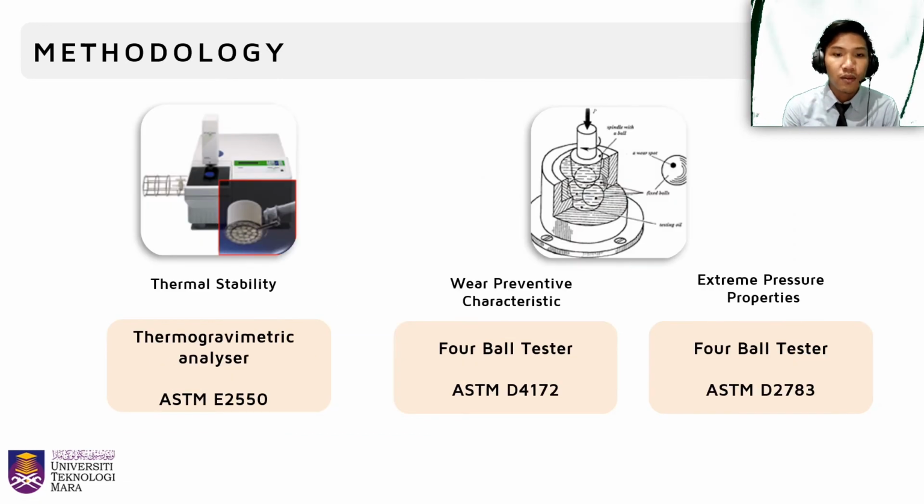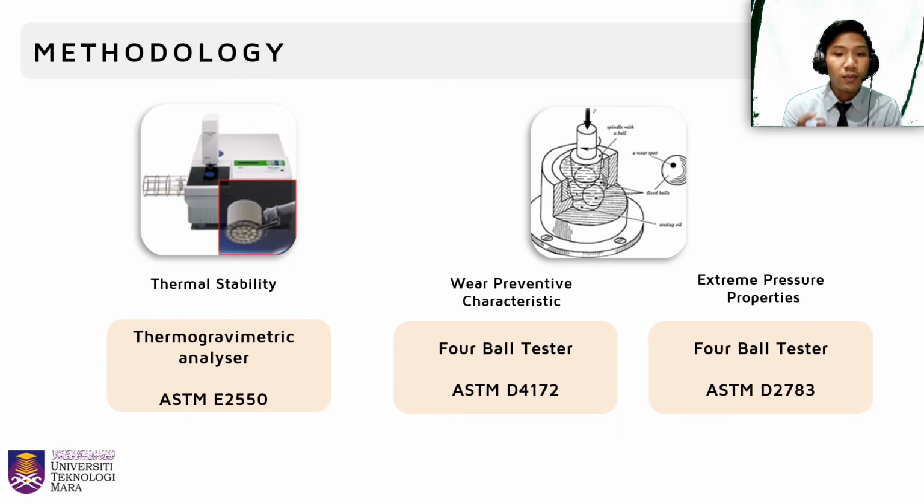Next, a thermogravimetric analyzer is used to determine thermal stability according to the ASTM E2550 standard, as the temperature at which a material begins to decompose. For wear preventive characteristics by the 4-ball machine, the upper ball, which is held in place by the rotating spindle, rotates in opposition to the 3 balls that were placed into the ball pot. The load is applied under specified conditions in accordance with ASTM D4172. The wear scar diameter on the balls will be measured.